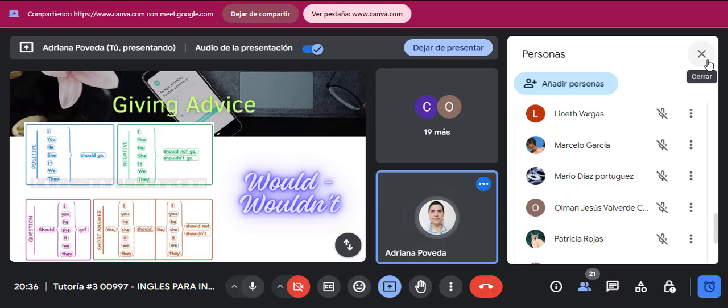Ok, so let's continue. Bueno, perdón, es que otra vez tenía la mano levantada.